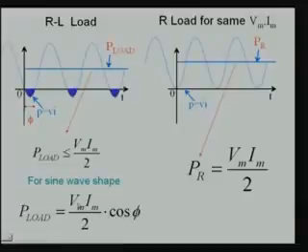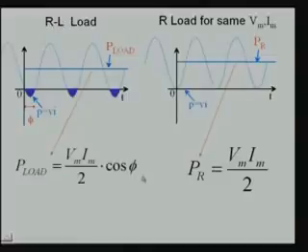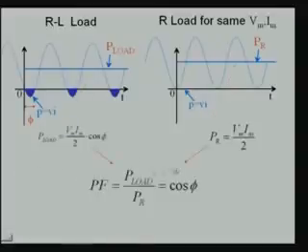How is this obtained? This is nothing but the integral of Vm sin omega t into Im sin(omega t minus phi) divided over the period T. So, this will result in Vm Im by 2 into cos phi. Now, what is power factor? Power factor as we defined is P load divided by PR. So, that turns out to be P load by PR, which is cos phi.